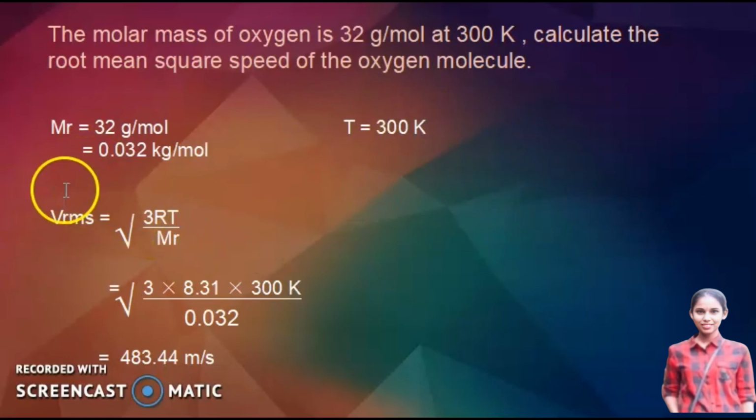Again the formula VRMS equals square root of 3RT over MR. Why MR? Because the molar mass is already given. Substitute all the values into it, then we get the root mean square speed of oxygen molecule.